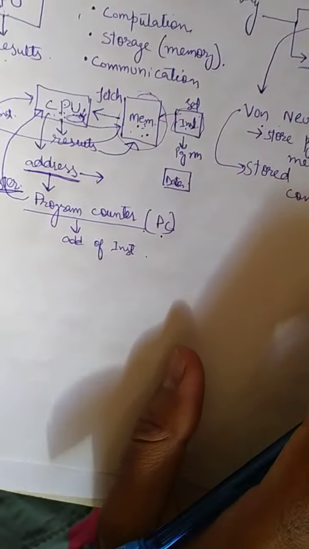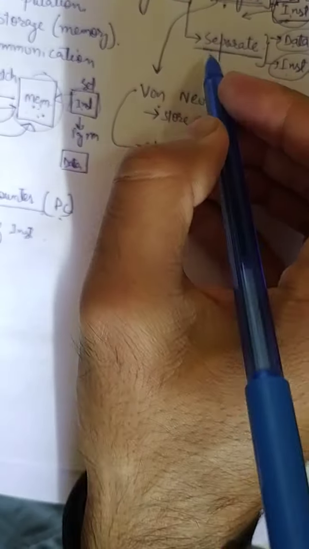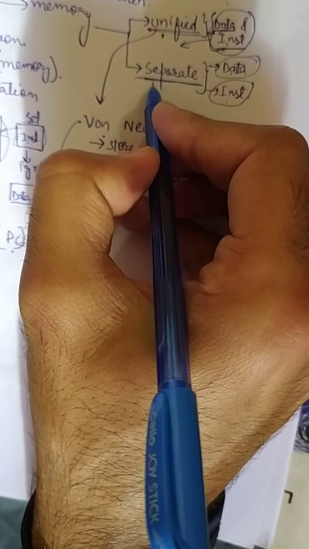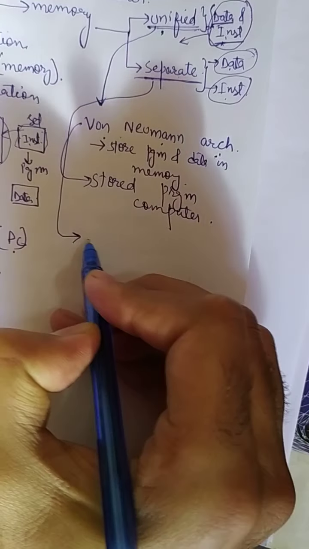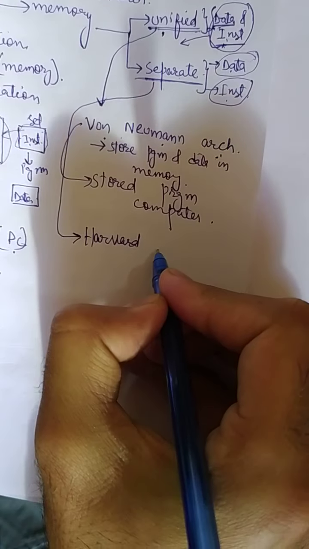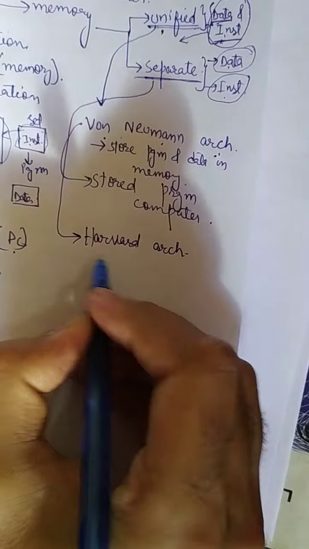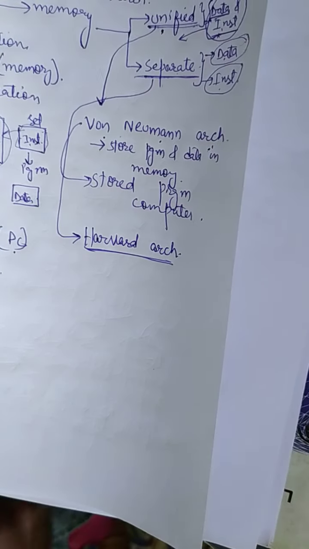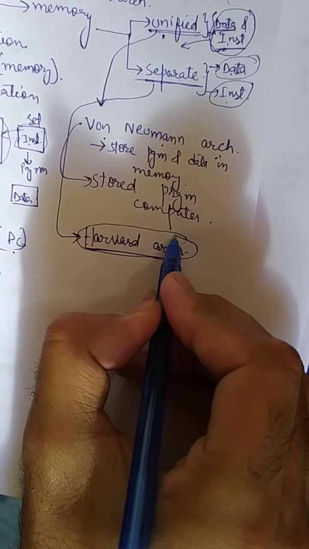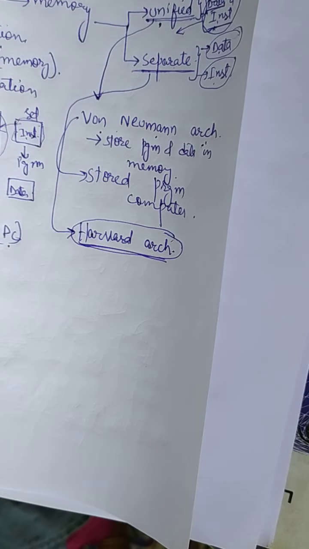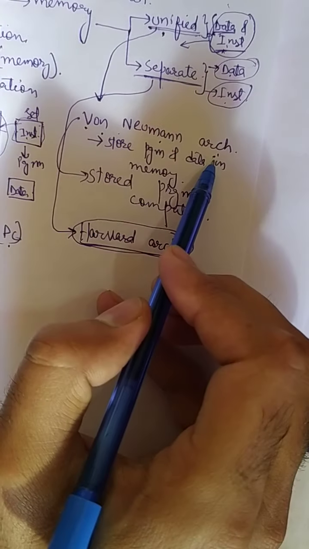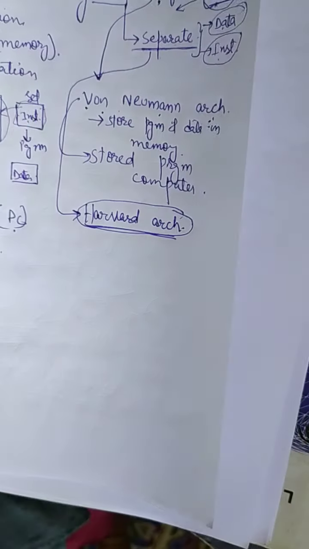Okay, and this memory model, where we have separate memory for data and instructions, is called Harvard architecture. Let's not discuss this Harvard architecture in great detail, because almost all current systems use von Neumann architecture, or unified memory.